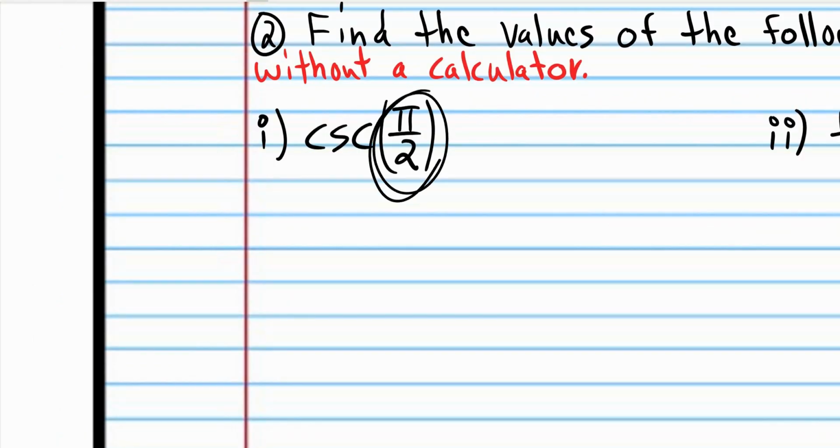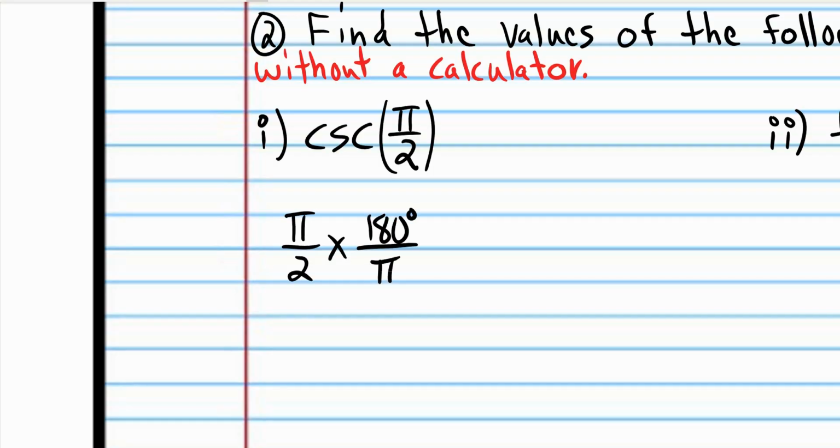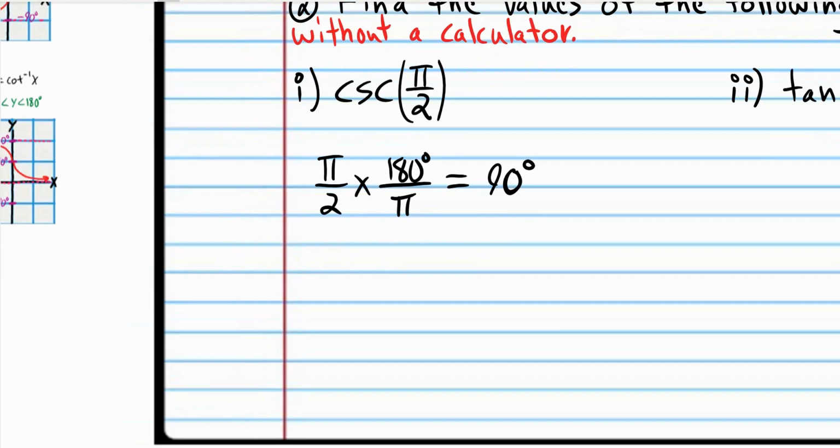So pi over 2 is 90 degrees. If you want, you can go ahead and convert that. It's kind of hard to interpret pi over 2. So we can convert that to degrees, and we get 180 pi over 2 pi. The pi's cancel out, and we're left with 90 degrees.